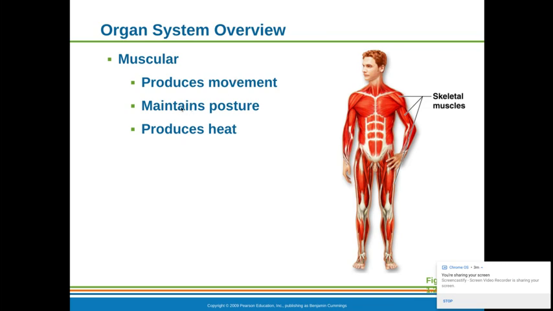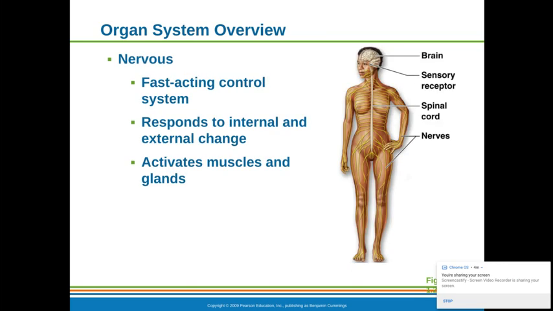Now, the muscular system produces locomotion again. It helps us maintain posture, and it also produces heat. I'm sure you have all seen that when you exercise or you work out, the heat that is produced is from your muscles. Now, the nervous system, it is generally referred to as a control system within the body. It responds to internal and external change.